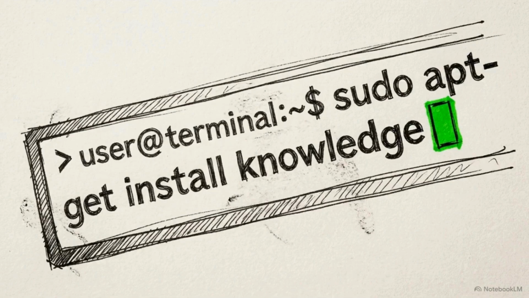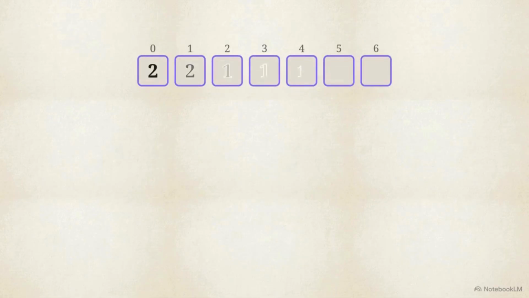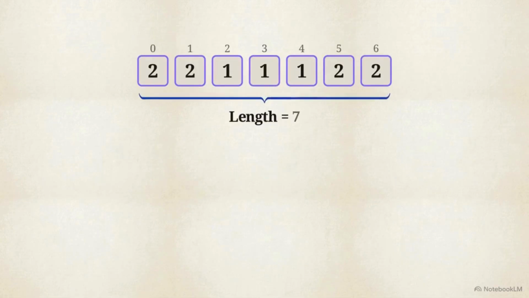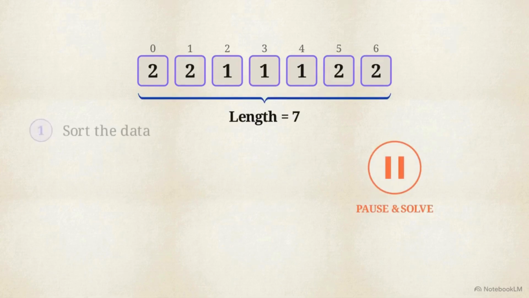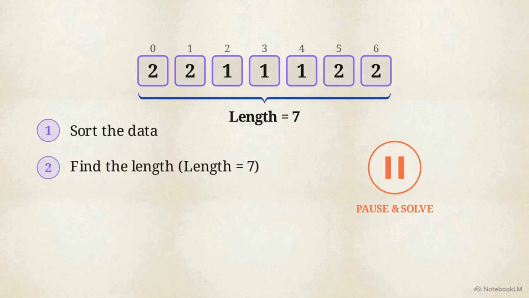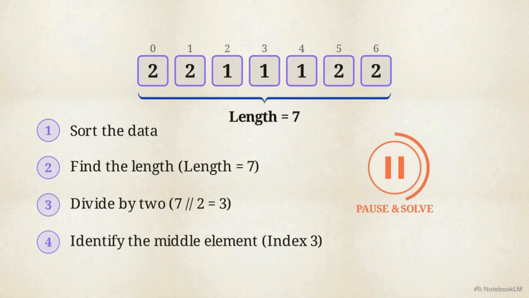Now you act as the compiler. Process this next dataset using the exact steps we established. Here is your target array: 2, 2, 1, 1, 1, 2, and 2. It contains 7 total elements. Pause the video here. Sort the data, find the length, divide by 2, and identify that middle element. Manually stepping through these instructions is the exact process a computer uses to execute your code.